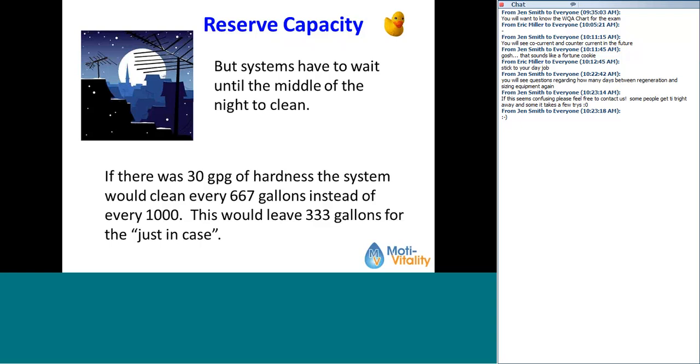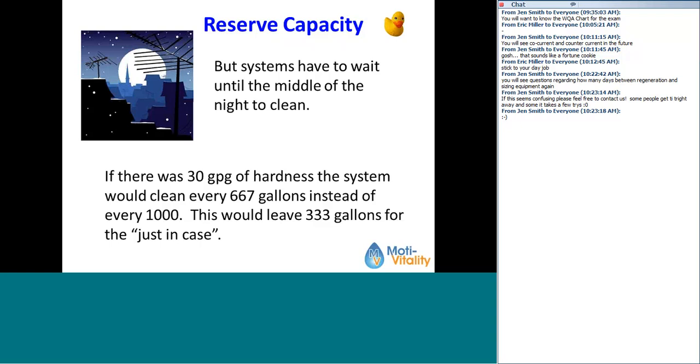So what you do when you set up a single tank system is you have a reserve capacity. You put in a just-in-case scenario, and usually industry standard says that's going to be 1/3 of the capacity. So in this case, you would leave 333 gallons for the just-in-case scenario, to get them enough water to get through an entire day.